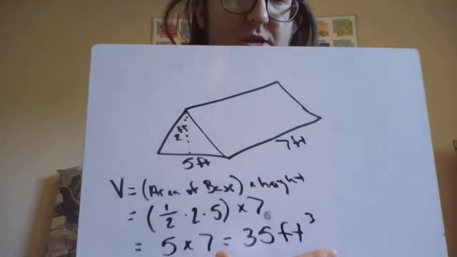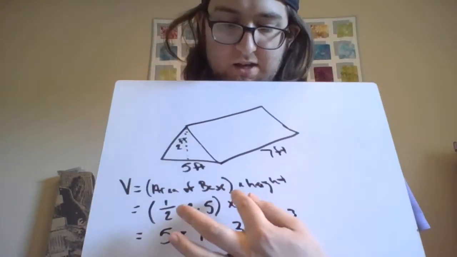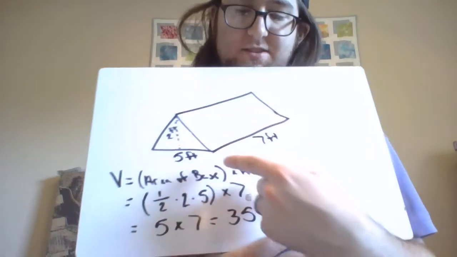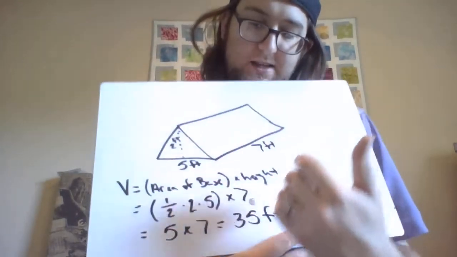Where'd you get the 2? Where'd you get the 5? Right there. 2 is the height, 5 is the base. And then times 7. Where'd you get the 7? The 7 is the height. So we're finding the area of this triangle and then multiplying it by the height.